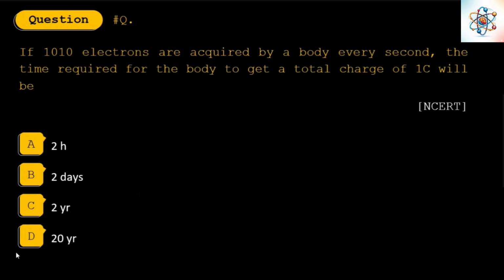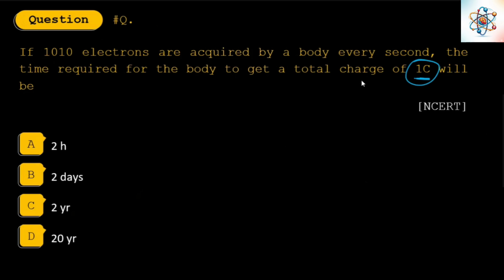If 10^10 electrons are required by the body every second, find the time required for the body to get a total charge of 1 coulomb.